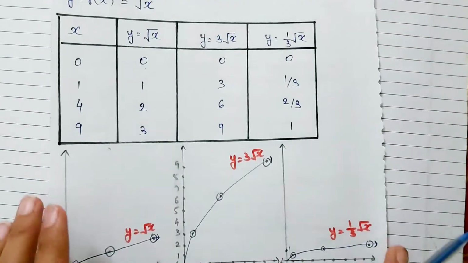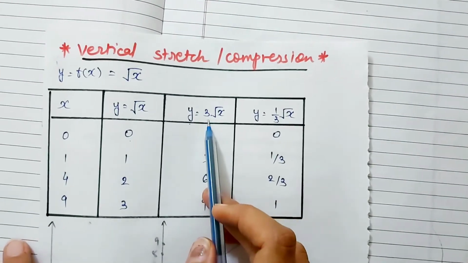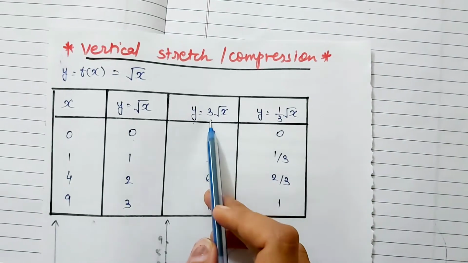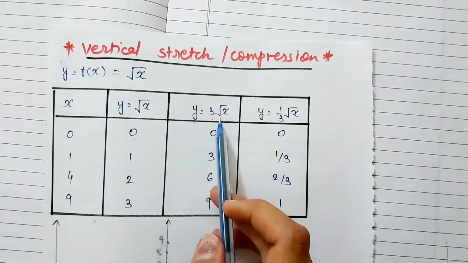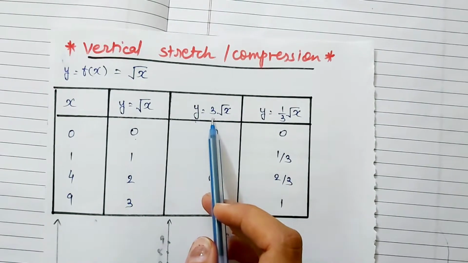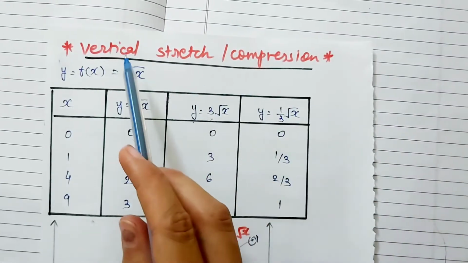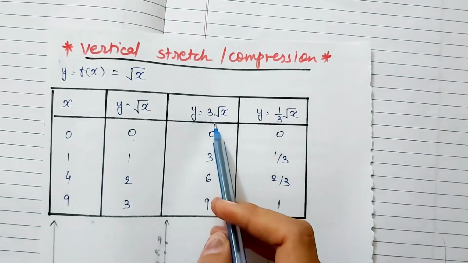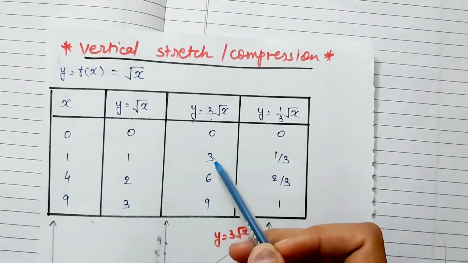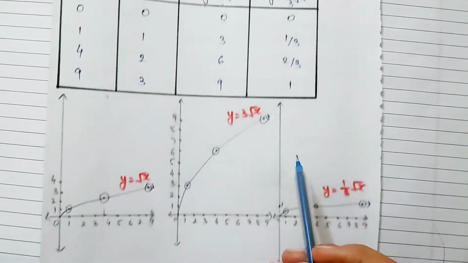Now I'm going to apply the transformations. I'm multiplying the function by a value of 3. Remember that this 3 is greater than 1. When you are multiplying outside the function, it has something to do with the y-axis, that's why it is vertical. So y is equal to 3 root x, and the values that I get are 0, 3, 6 and 9. Now I'm going to plot them as well.